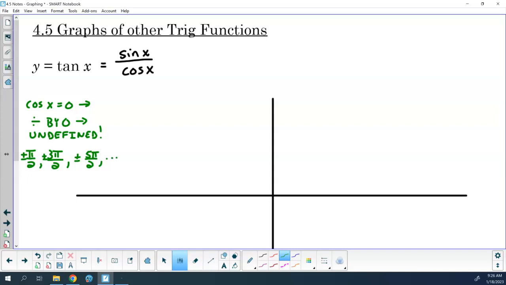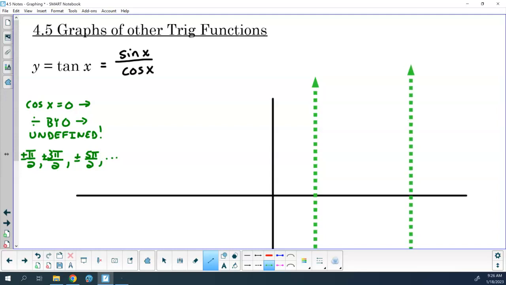And all the way through there, right? So the tangent function is not defined at pi over 2, 3 pi over 2, 5 pi over 2, 7 pi over 2, 9 pi over 2, all the odd pi's over 2, and all the odd negative pi's over 2. Okay? So in those spots, we have to put vertical asymptotes. Because in those spots, that function is not defined.